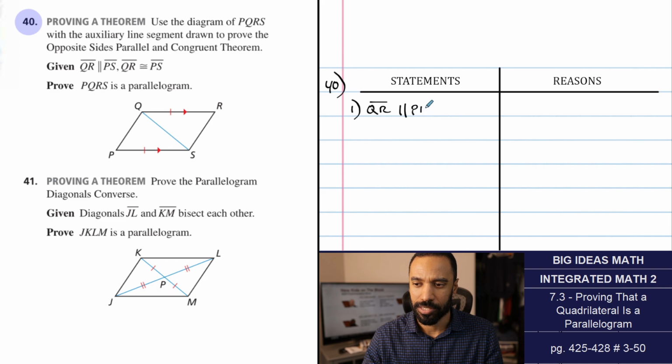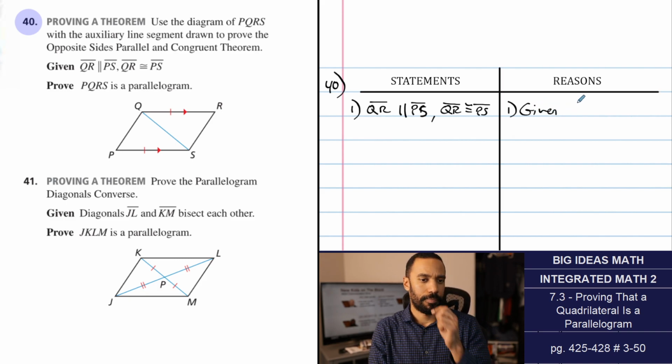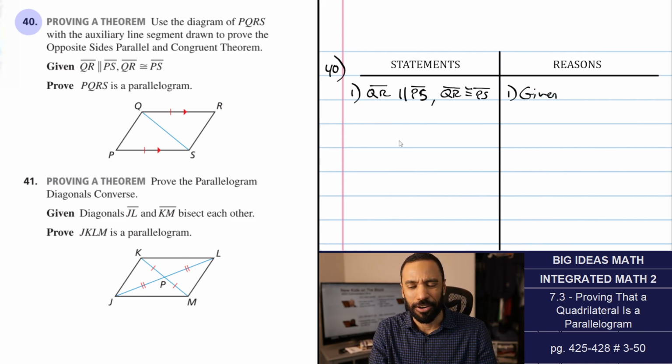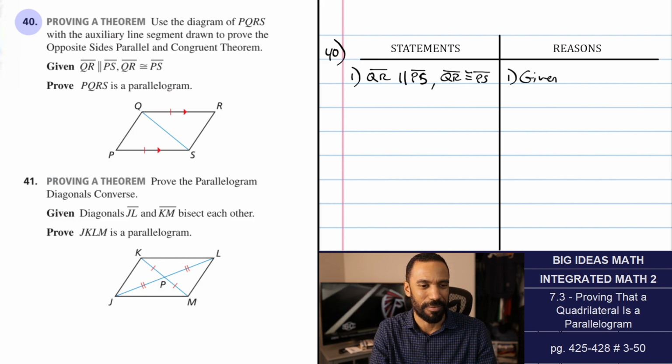So we got QR parallel to PS, and then QR congruent to PS. All right, given and marked, by the way. There's also the auxiliary line. I don't know if I'm supposed to say anything about that. I don't know if that matters.